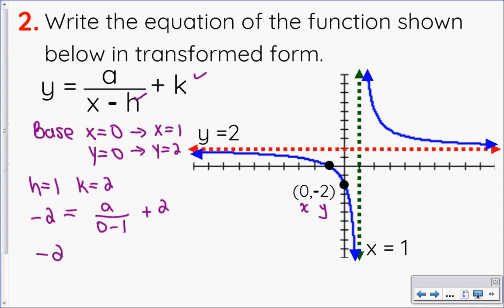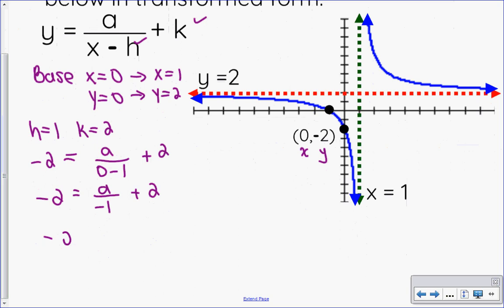So let's tidy this up a bit. 0 take away 1 is -1 plus 2. So now I'm just trying to isolate for my a value. So a divided by -1 is -a plus 2. I will subtract 2 from both sides and then divide both sides by -1. So a is equal to 4.